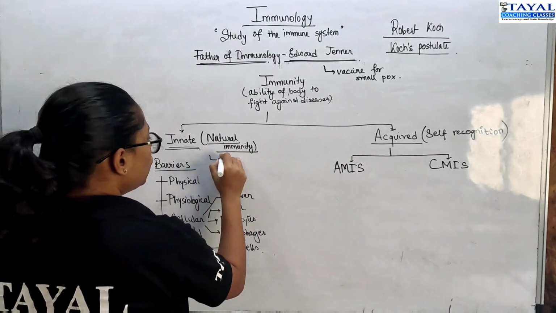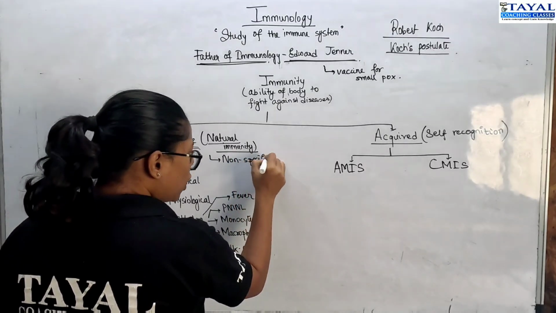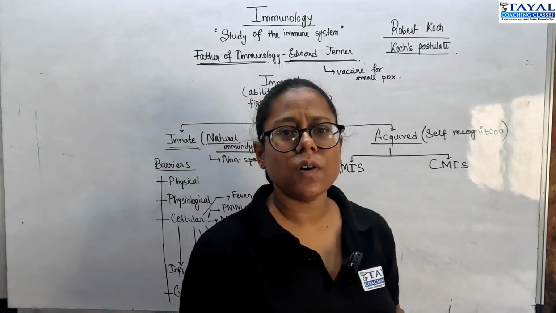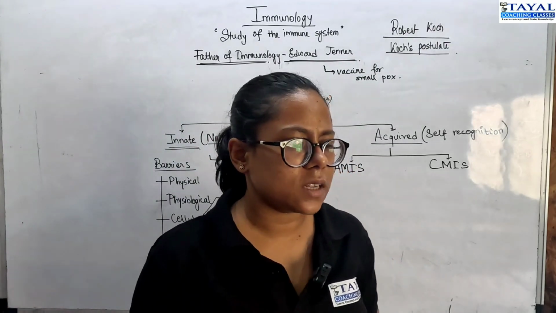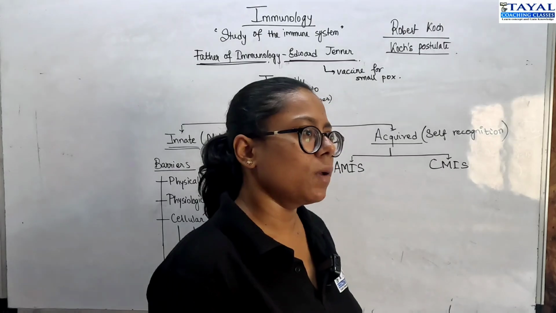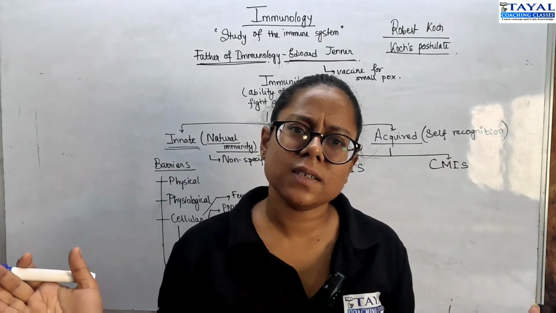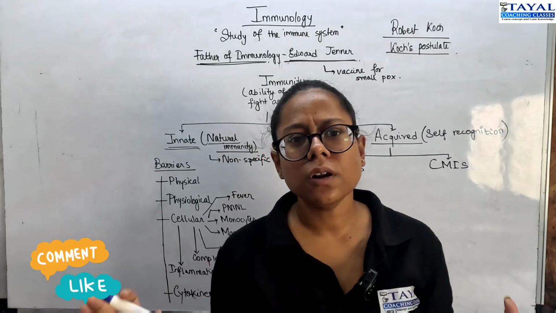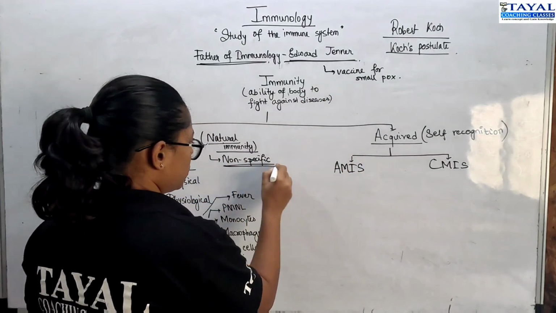It is a non-specific kind of immunity. It does not have any specific function, or it is not specified. So it's not that a certain sect will work only when viruses come in, or bacteria. No, anything that is an antigen will be acted upon by your innate immunity, right? So it's non-specific in nature.